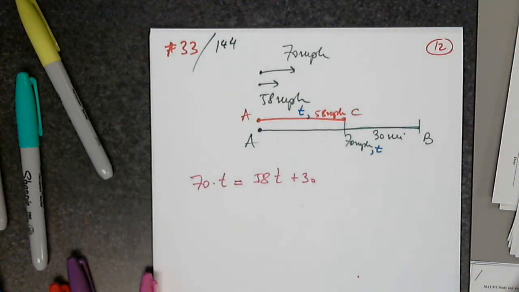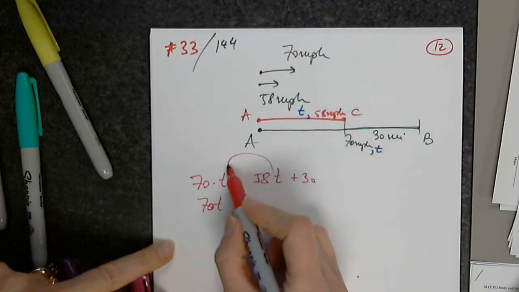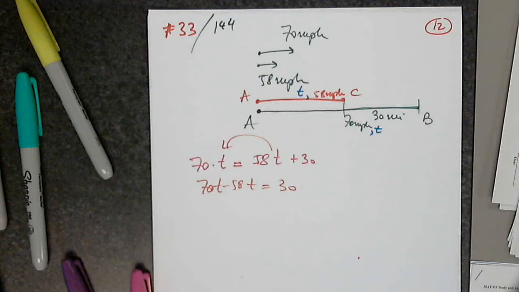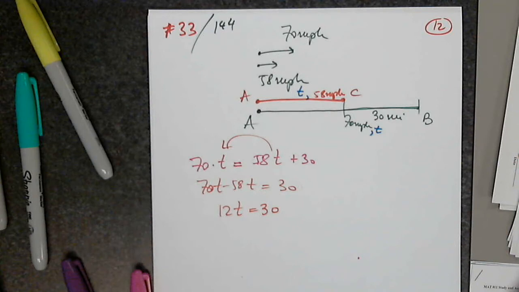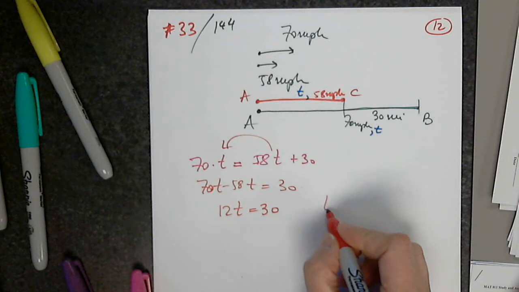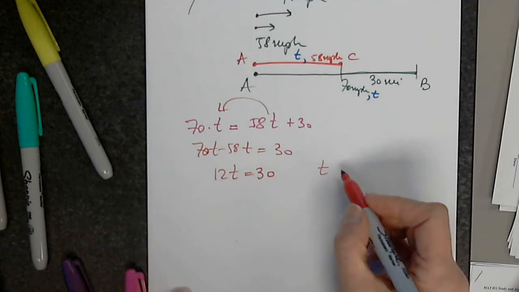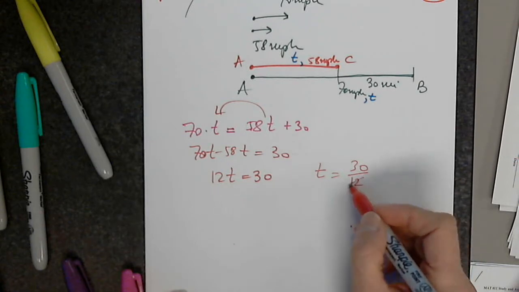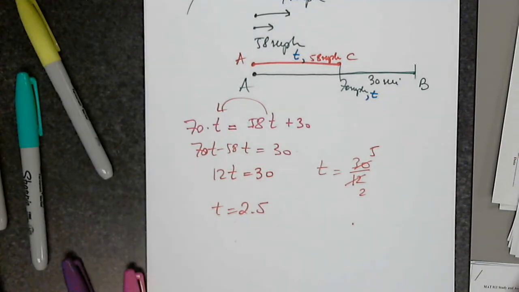Awesome. So then 70t, if you want, minus 58t equals 30. How much is 70 minus 58? And finally, what do I do to both sides to get t? Divide by the coefficient of t, which will give us 30 divided by 12. I'll simplify by 6, and I get 5/2. So t equals 2.5 without writing the measurement unit.